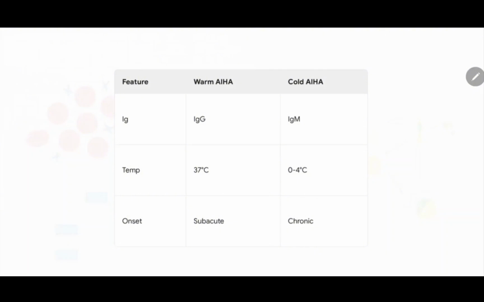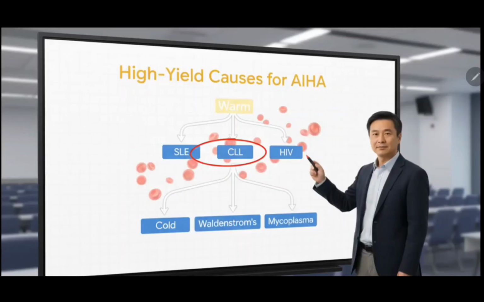Warm AIHA reacts at normal body temperature, 37 degrees Celsius, and presents as a subacute, rapidly progressive condition, usually over 1 to 2 months. Cold AIHA, however, reacts at 0 to 4 degrees Celsius and acts as a chronic, indolent disease. Females are affected slightly more than males overall, but understanding this fundamental temperature and antibody difference is your absolute key to these questions. And knowing where these diseases come from is just as critical.